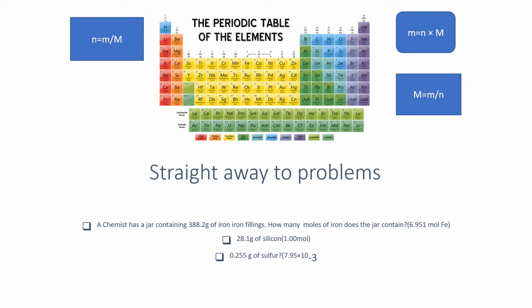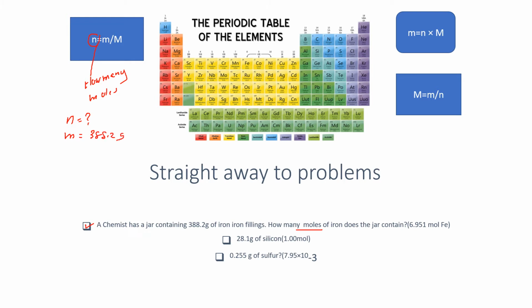The problem is asking: a chemist has a jar containing 388.2 grams of iron filings. How many moles of iron does the jar contain? Okay, so now we're doing this question. It's asking how many moles. So how many moles means, in this equation, simple n. It's given simple m, simple n we don't know.